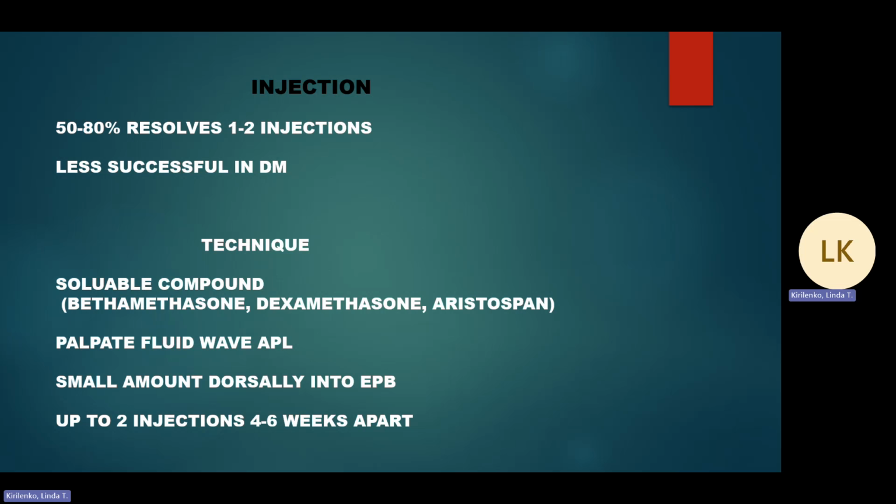Injection technique, inject soluble corticosteroid, palpate a fluid wave in the APL to make sure you're in the right spot. Reserve a little bit at the end of the injection to use into the EPB sheath, and you can do up to 2 injections 4 to 6 weeks apart, which is similar to the protocol for injection management of trigger digits.